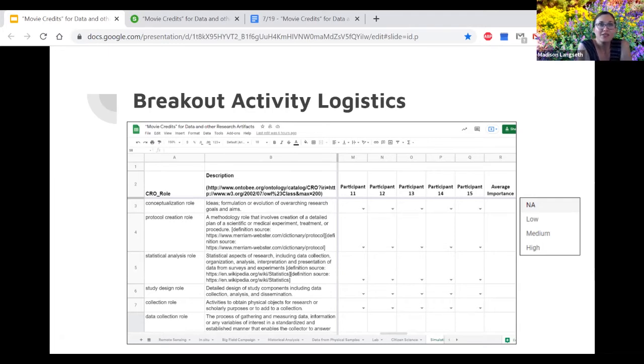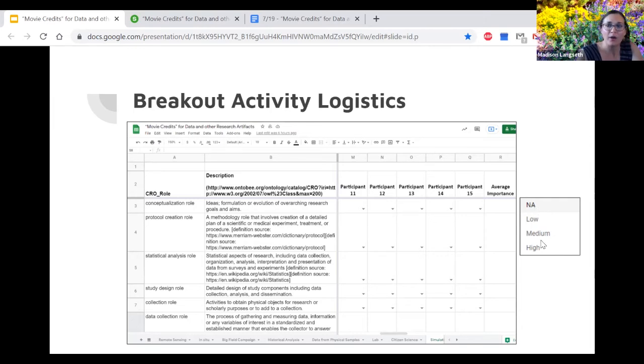Then in columns C through Q, what we would like everyone to do is, each member of the breakout group, we're asking that they grab their own column. Where it says participant and then a number, you can fill in your name, or if you don't want to provide your name, you could call yourself something else, but do something to claim the column. We want you to work through each of these roles on your own.